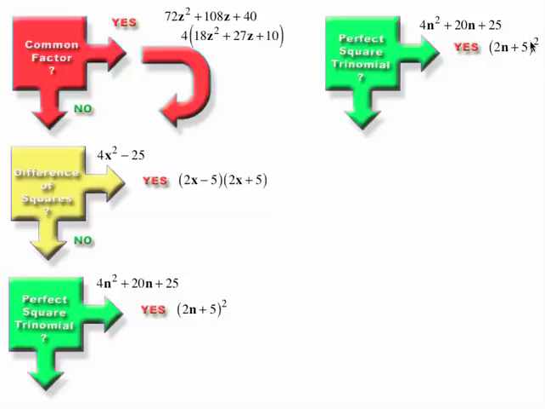If you take the square root of the last term, you get 5. If you multiply the first times the last, the 2 times the 5, and double it, do you get the middle term? If you do, then it is a perfect square trinomial. Okay, if it's not a perfect square trinomial, then we're going to go on.